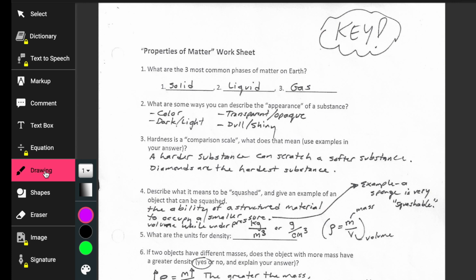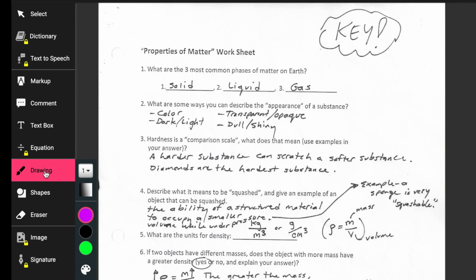So what are the three most common phases of matter on Earth? Solid, liquid, gas. Anything outside of those three phases is going to be man-made or man-manipulated on the Earth. The only exception that we can view from the Earth is our sun, which is made of the fourth state of matter called plasma.